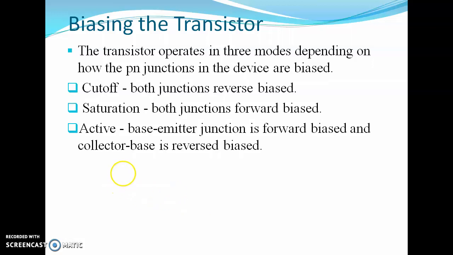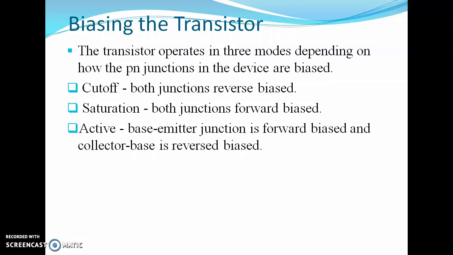First is cutoff, second mode is saturation, and third mode is active. These modes are decided by how the transistor is connected in the circuit, whether these three terminals are in forward bias or whether these three terminals are in reverse bias. Based upon that, the transistor will work.